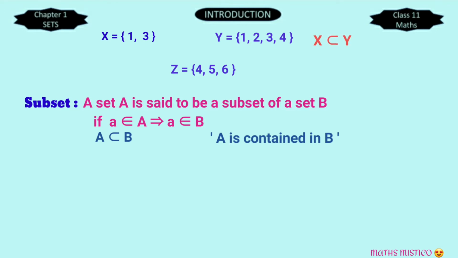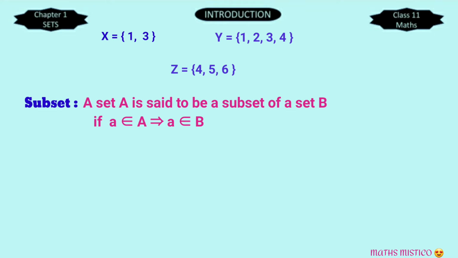What can you say about the set Z? You may have noticed that 5 and 6 belong to Z but are not present in Y, so Z is not a subset of Y and we write this as this. Note that the subset cannot have more elements than the other set. So clearly Y cannot be a subset of X or Z. Here you may have noticed that Y contains two elements, 2 and 4, which are not present in X.